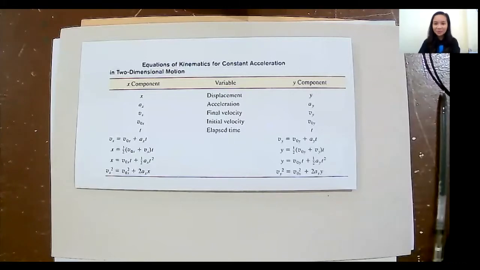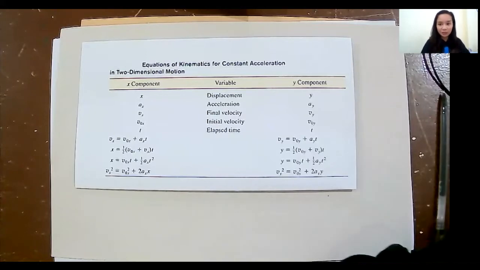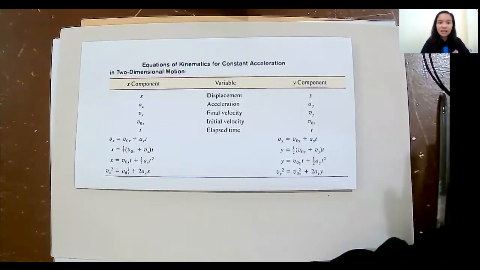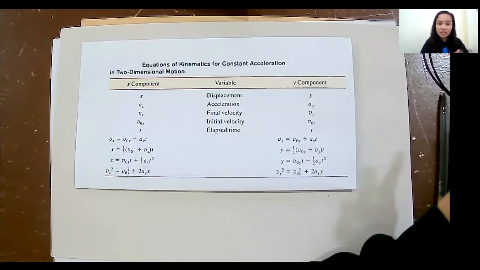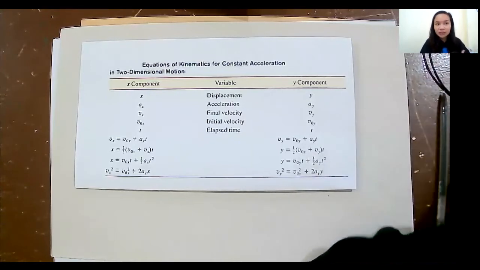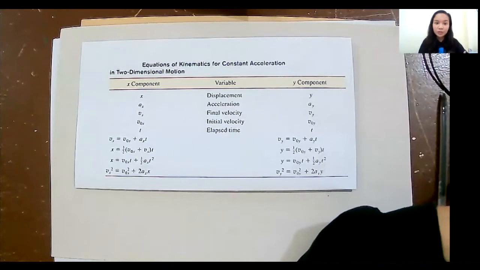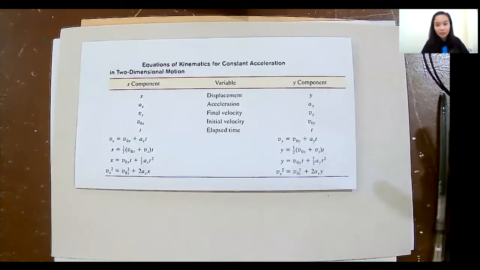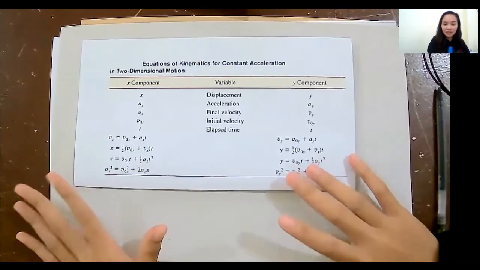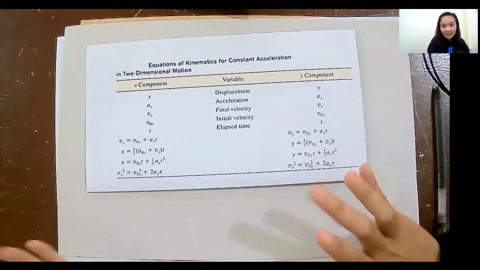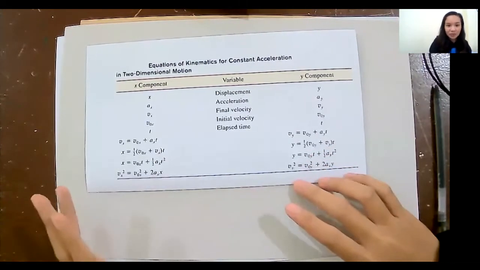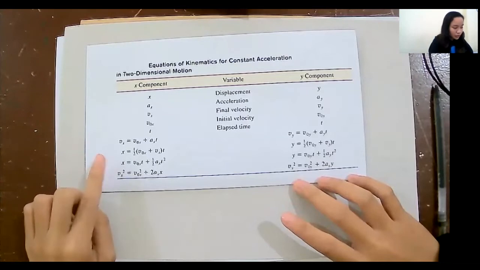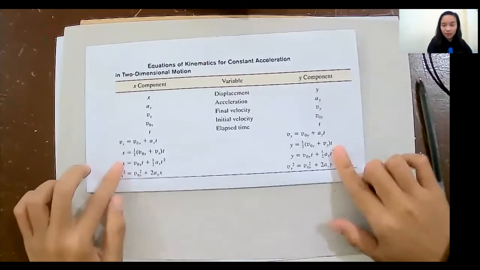Hello everyone, so today we are going to discuss the equations of kinematics for constant acceleration in two-dimensional motion. Our previous lesson was about one-dimensional motion, where we used the four equations of kinematics. Today we are going to have two-dimensional motion, so ibig sabihin, meron din tayong dalawang set ng equations. We have here one for the x component and one for the y component.